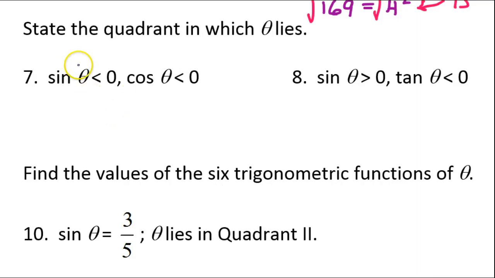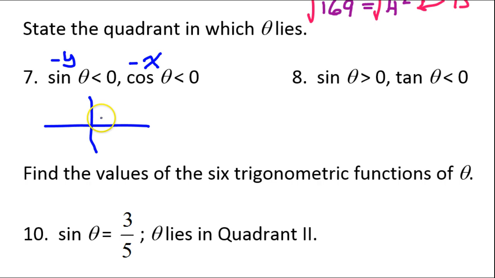The key is understanding that when you deal with the unit circle, the sine acts as the y value and the cosine acts as the x value. So, with that in mind, when they tell us that the sine of the angle is less than 0, they're telling us that we have a negative y value. When the cosine is less than 0, that means we have a negative x value. So they're just asking what's the quadrant where we have a negative y and a negative x.